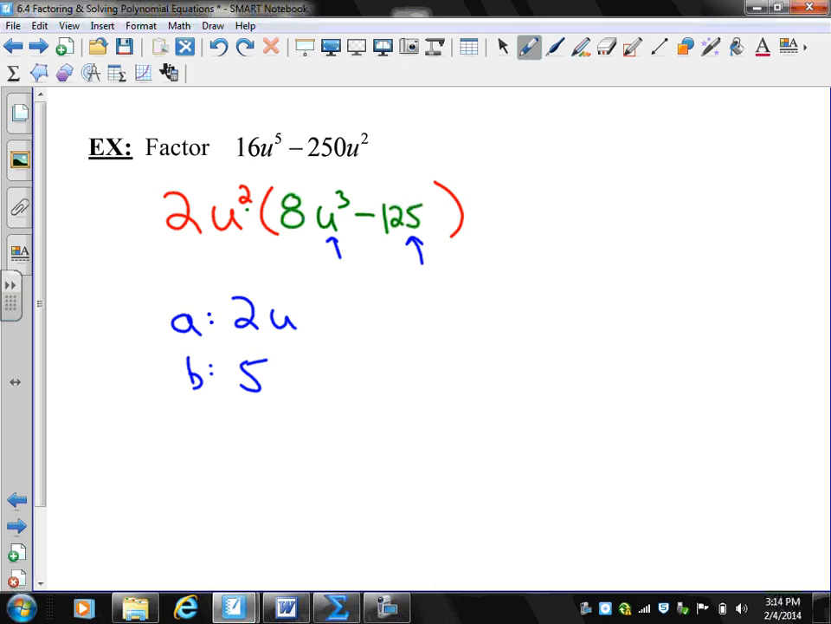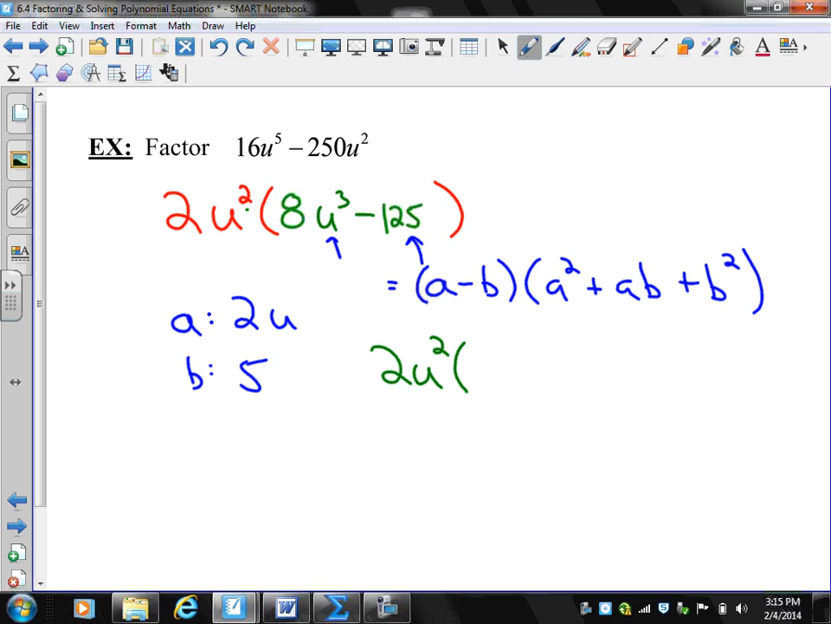And now that I know what a and b are, I'm going to go ahead and use that formula from before, which is, here's the right side of it: a minus b times a squared plus ab plus b squared. So I'm really just going to throw my 2u and my 5 into this, and that'll be factored, and I'll be all done here. I do have that 2u squared outside, so I should probably put that first.